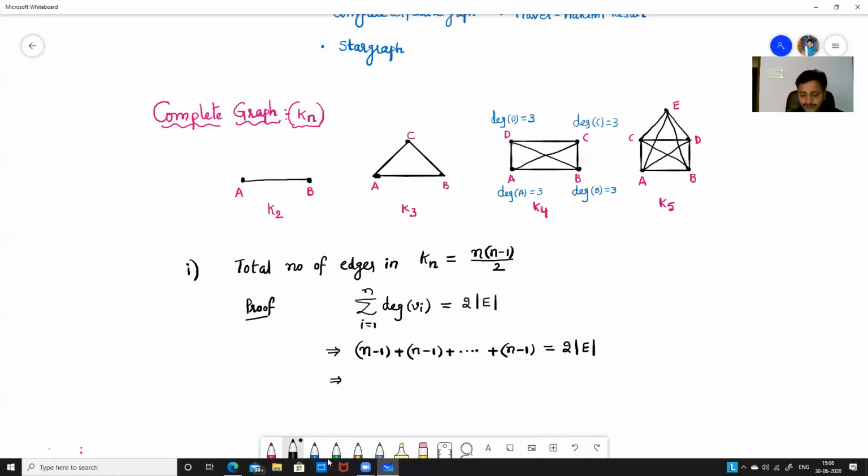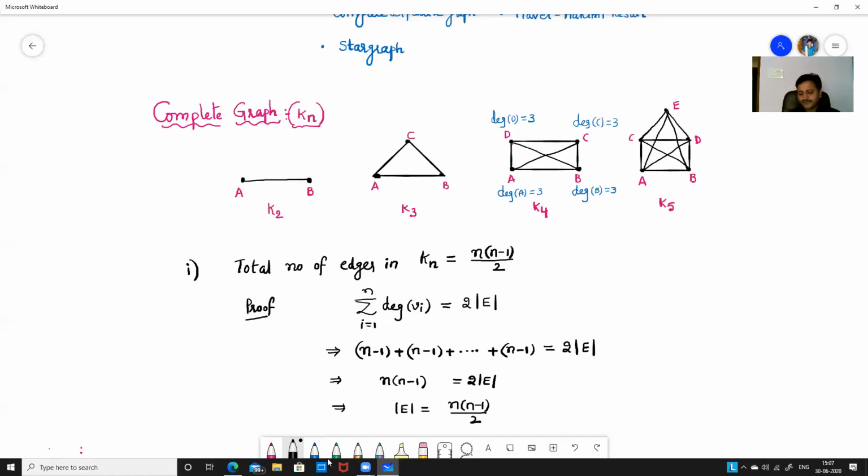So clearly we have n vertices, therefore n into n minus 1. n minus 1 is added how many times? n times. Why is it n times? Because there are n vertices. So this equals 2 times the number of edges, which implies that the number of edges in the graph is equal to n into n minus 1 by 2.